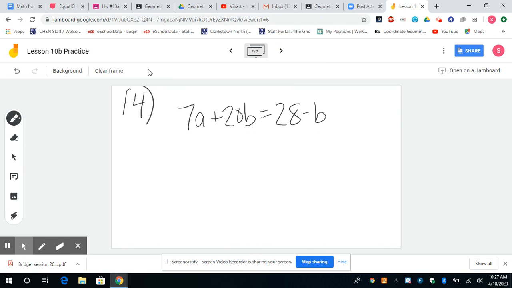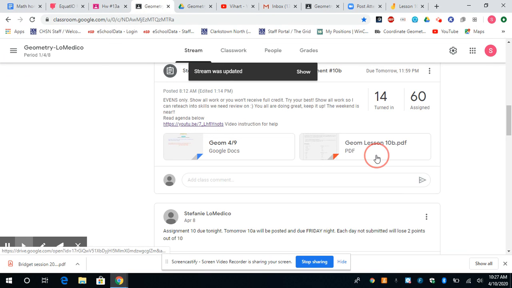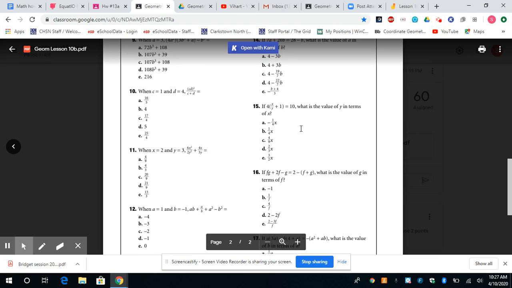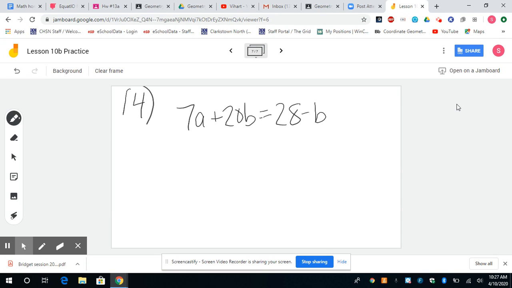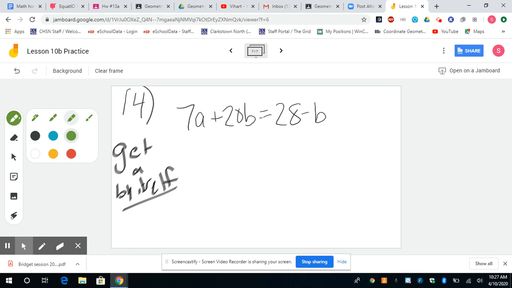And then the last one, you don't have to do 16 because it's a little difficult. 14, you're kind of just rearranging terms. You're saying, I think it was put it in terms of A. What is the value of A in terms of B? Yeah, so if it says what is the value of A, you're solving for A with just B in the answer. So basically we have to get A by itself or isolate A. So we're going to use inverse operations to do that.